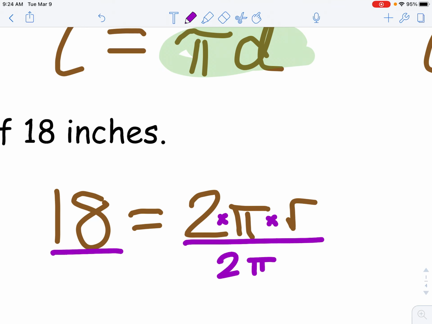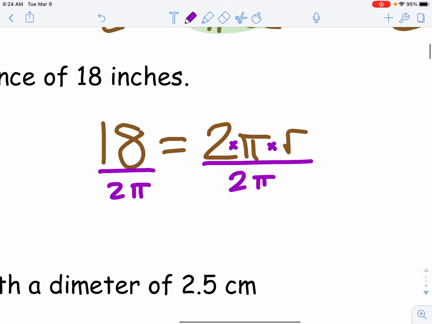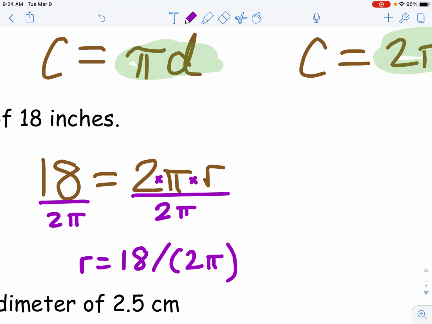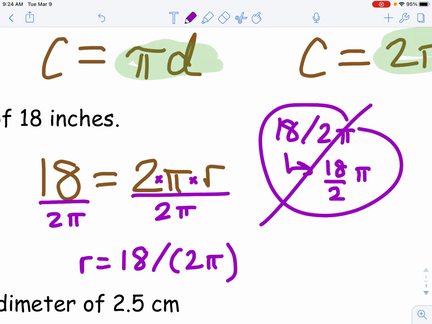So how do we undo multiplication? Divide. Now, something we have to be good at is using a calculator. When you do division of more than two things, you have to make sure you put it in parentheses. Your calculator's not very smart. If you do 18 divided by 2 pi, it's going to interpret this as 18 divided by 2, then times pi. Bad. You have to incorporate these parentheses when you plug it into your calculator.